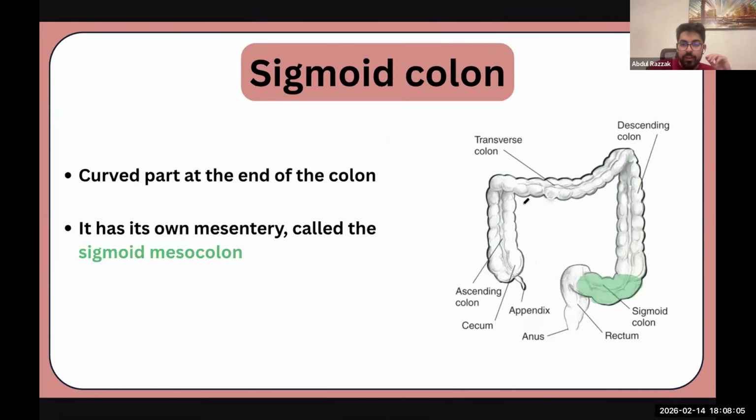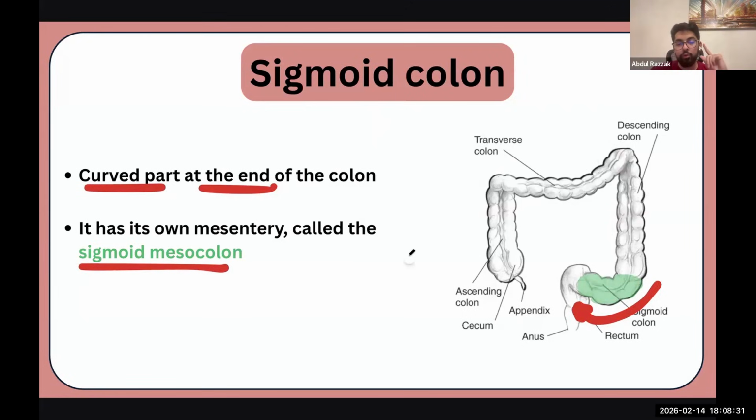The sigmoid colon, it's called sigmoid because it is curved. So once you see the colon start to become curved, you know you are in the sigmoid colon immediately. This is the curved part of the colon. You can see that most of the colon is straight, tamam, except for this part, which is the sigmoid colon. And this part of the colon, although very, very small, has its own mesentery as well. And it's called the sigmoid mesocolon.